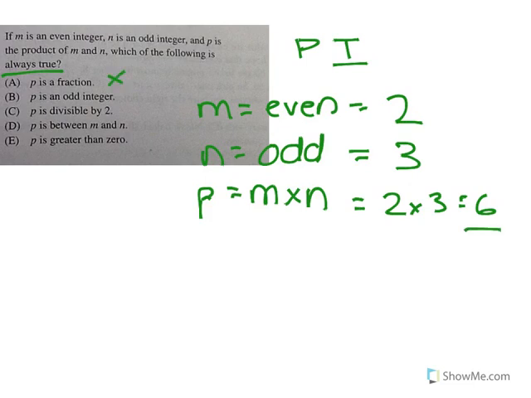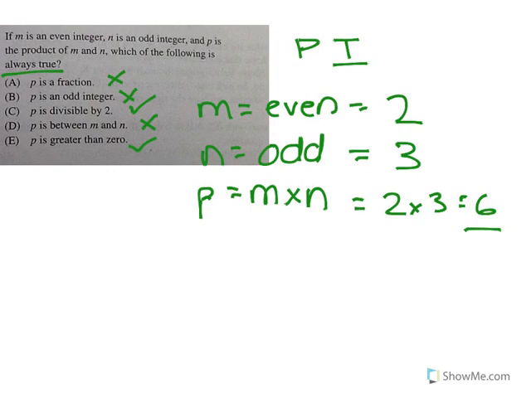P is an odd integer. No, we see P is even at 6, so that's wrong. P is divisible by 2. Okay, that's true in our example. P is between M and N. So 6 is greater than both 2 and 3, or M and N, so that is wrong. And P is greater than 0. So in this case, P is greater than 0. So we want to know which one of these is always true.